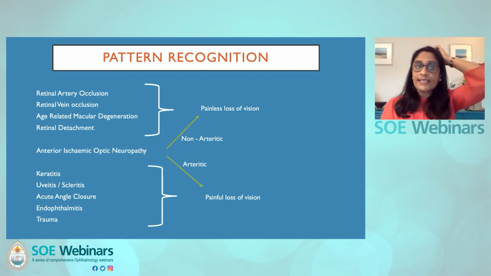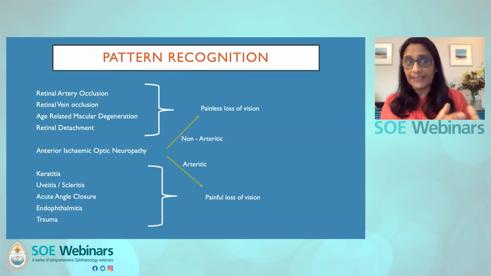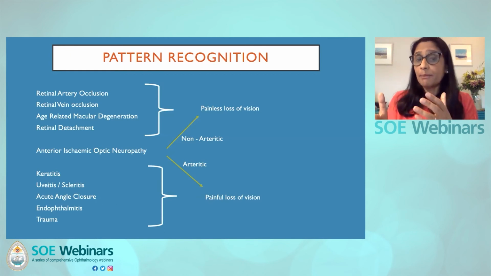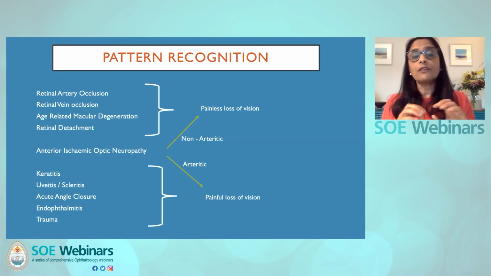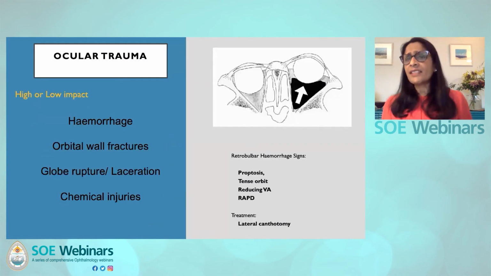And here on this slide, I've put down some of the things that cause painless loss of vision and some things that cause painful loss of vision. And then you've got anterior ischemic optic neuropathy that can do both. And it's the history that will tell you whether it's non-arteritic or arteritic. So let's start with ocular trauma.